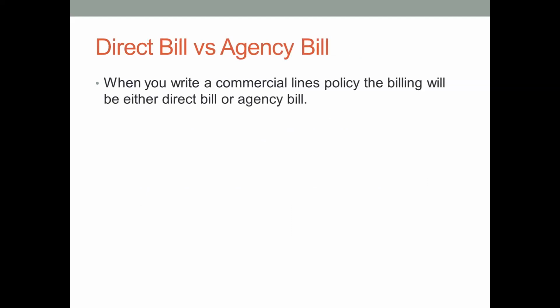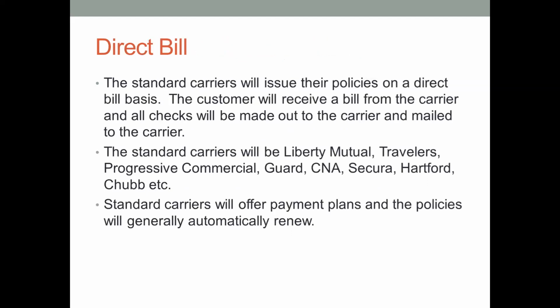Direct bill versus agency bill. When you write a commercial lines policy, the billing will be either direct bill or agency bill. The standard carriers will issue their policies on a direct bill basis. The customer will receive a bill from the carrier, and all checks will be made out to the carrier and mailed to the carrier. Obviously, we like direct bill the best because it takes us as the agent out of the billing process. The billing goes between the insurance company and directly to the client.